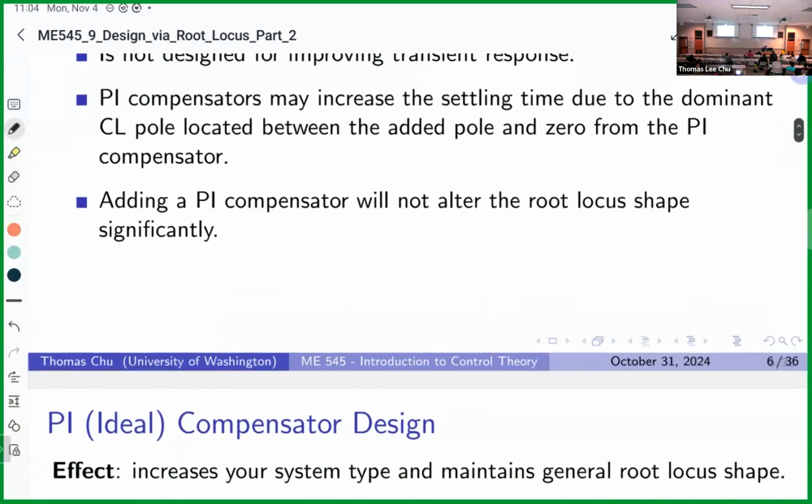It might reduce error, but its primary purpose is not to improve the transient response time. It will change the error though, because you're choosing a gain, and just by changing the gain, you change the steady state error constant value.